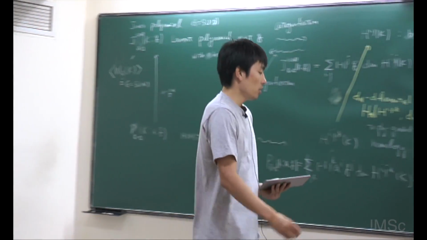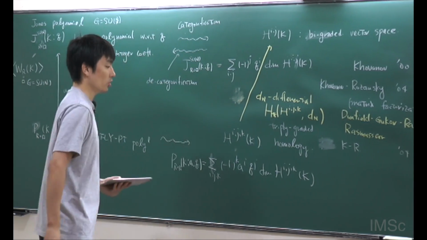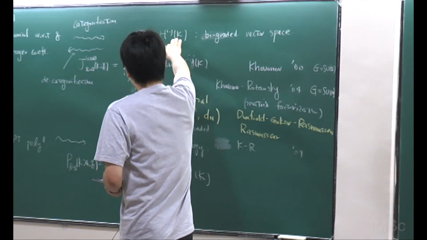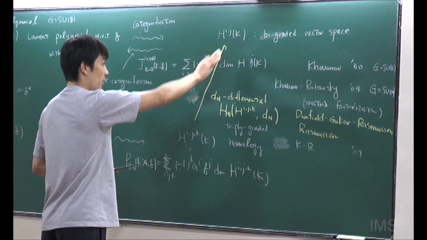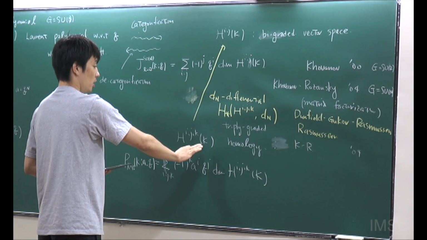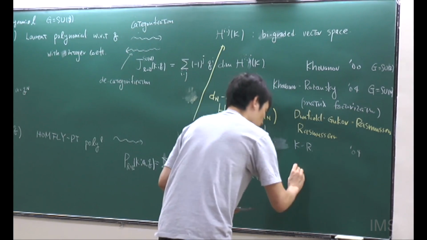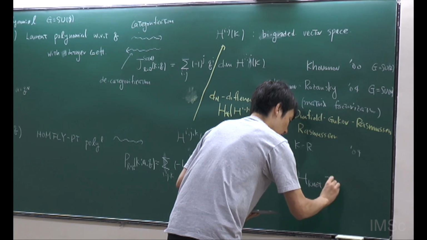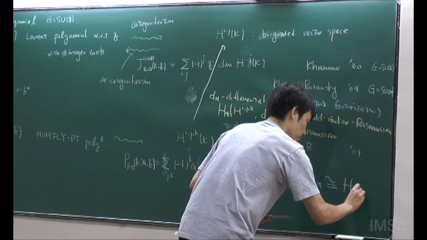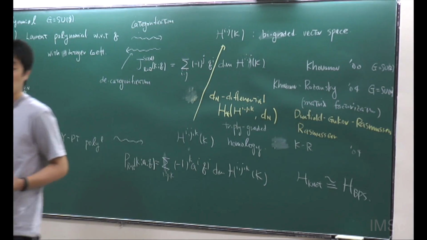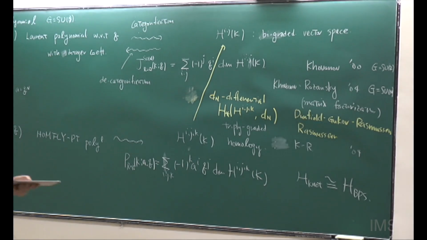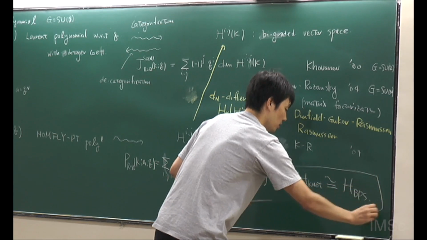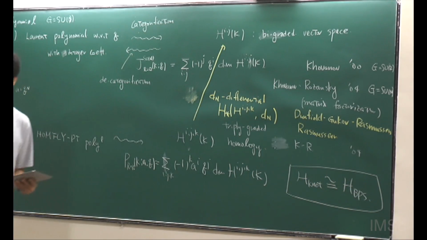Yes, and the physicists predict, as I mentioned to you, this H_ij bigraded vector space and the triple graded vector space is essentially the H naught. The basic idea the physicists have is that this homology is the space of BPS states. So this is a basic idea physicists have.